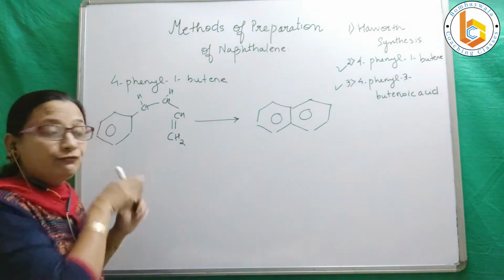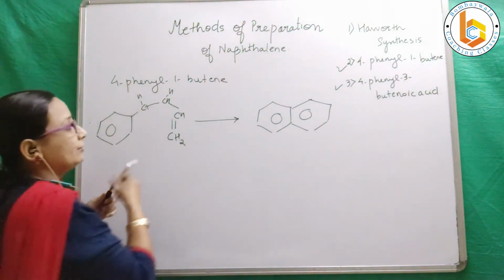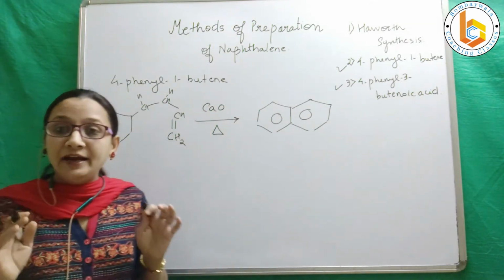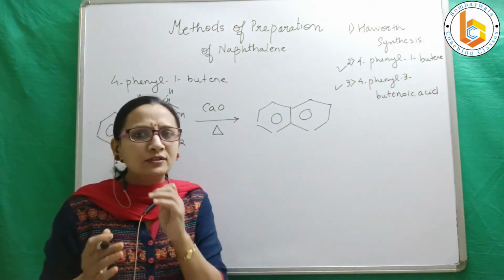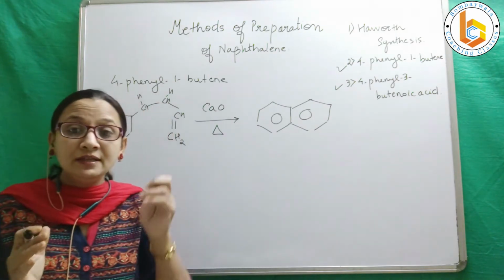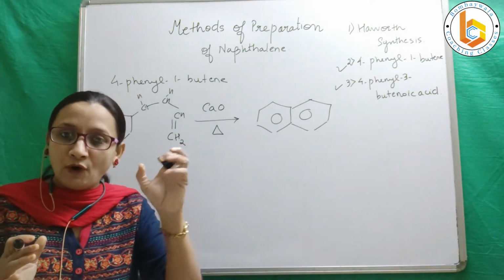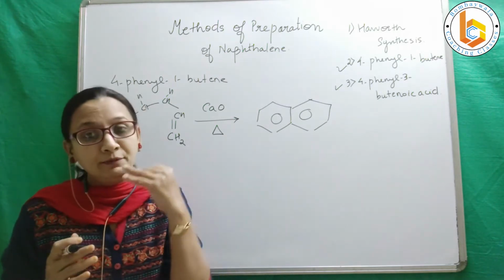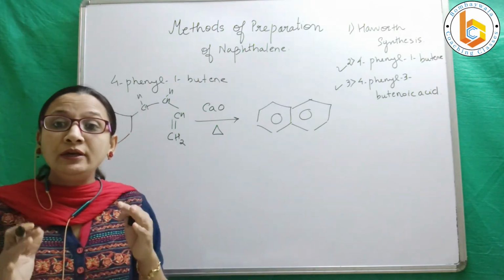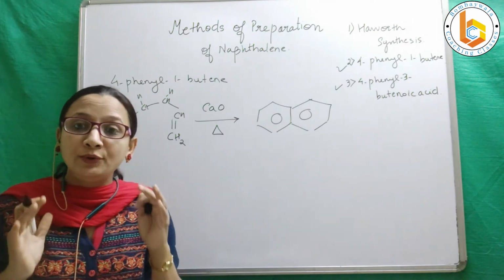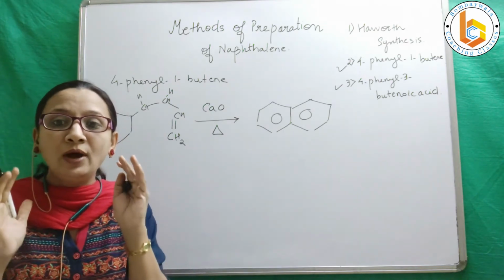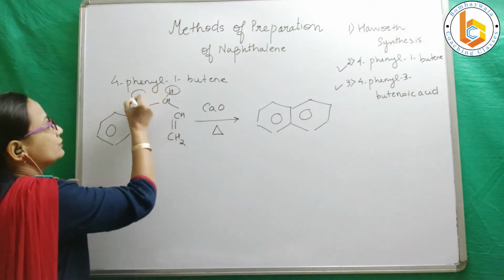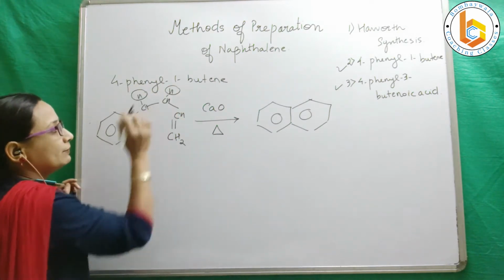When you are passing 4-phenyl 1-butene over calcium oxide at a high temperature, this is nothing but an oxidation reaction. That means there will be loss of hydrogens, or there can be gain of oxygen, or it can be both. But in this case, only loss of hydrogens is going to occur. Now see how hydrogens are lost. One hydrogen from here, one hydrogen from here. So there will be formation of a double bond here.